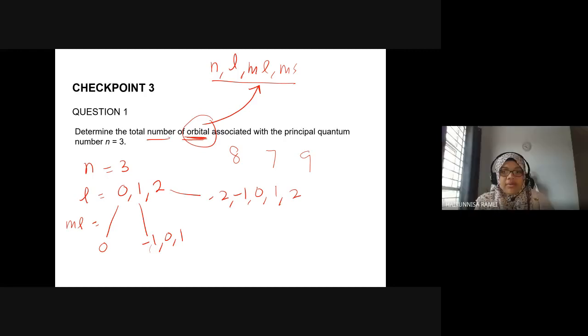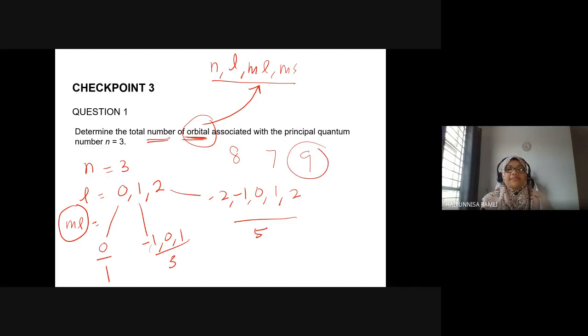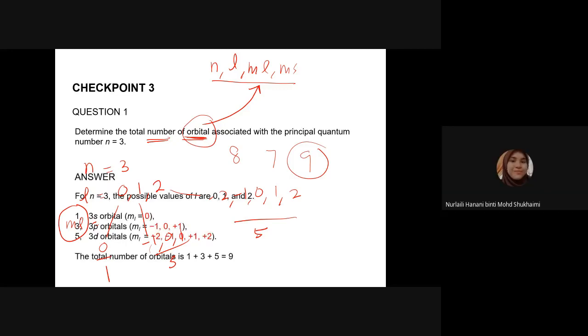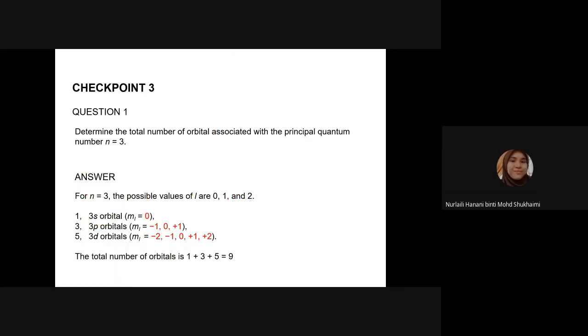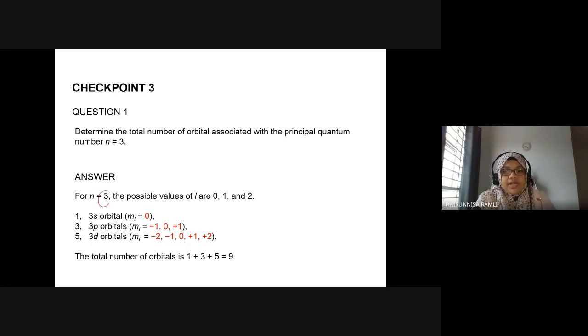Dia tanya total number of orbital, which is ml lah. Ini ada 1, yang ni ada 3, yang ni ada 5. What is the total number? 9. Okay? Clear eh? Clear. Sekejap eh, saya padam yang saya conteng ni. So, n equals to 3. The possible values of l are 0, 1, 2 kan? But dia tanya orbital, meaning that dia tanya ml. Tadi saya mention 3s ada 1, 3p ada 3, 3d ada 5.